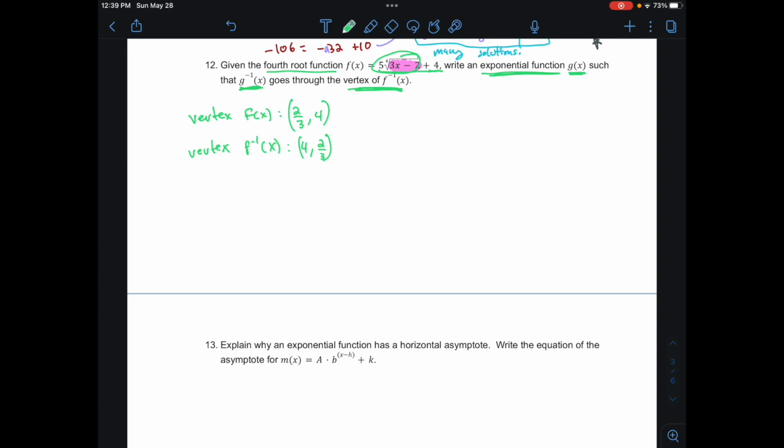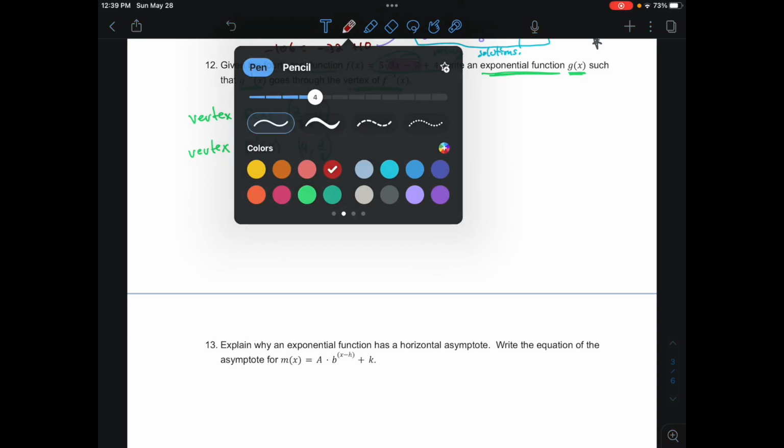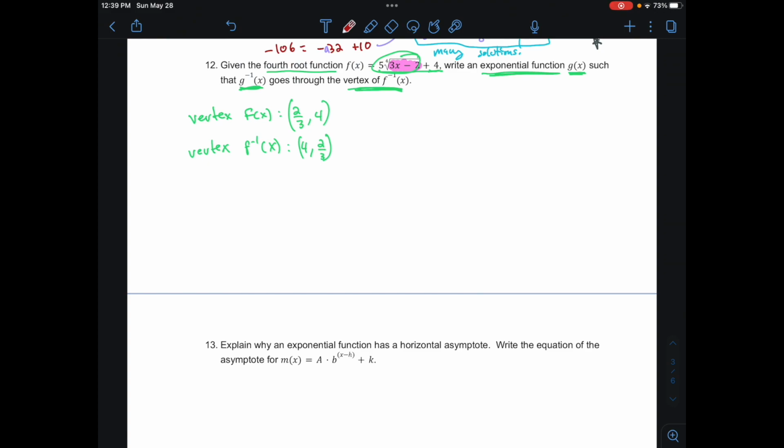Now I need to write an exponential function such that its inverse goes through this. So the inverse of an exponential is a log function. So I'm actually just going to write the log function and then I'll invert it. So I need a log function that goes through 4, 2/3. This is actually super easy to do. You can pick anything you want. I find log base 2 is super easy to work with. So I'm just going to say y equals log base 2 of x to start. And I'm supposed to plug in 4.